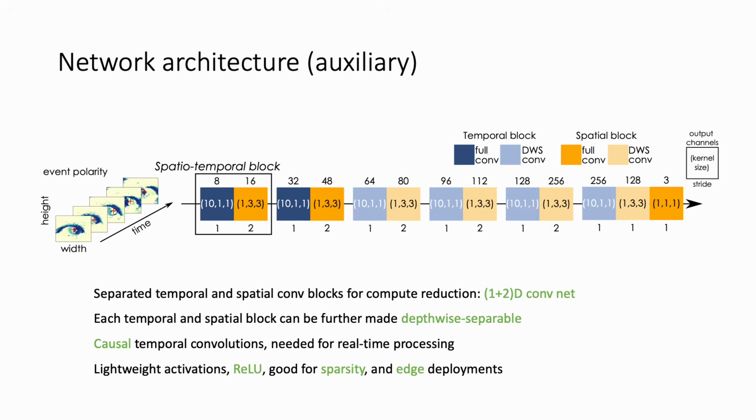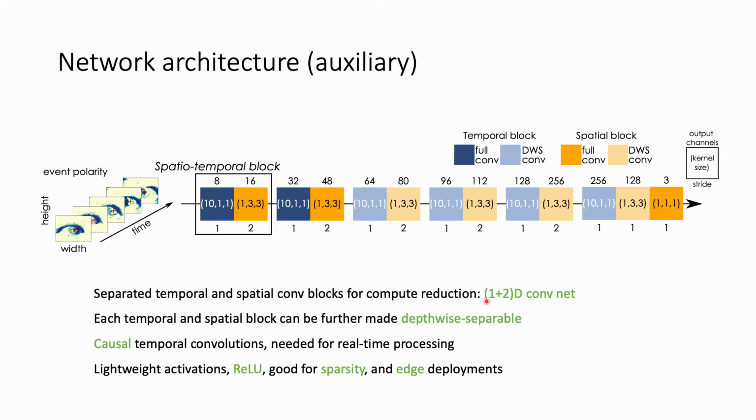from orthogonal polynomials. But there are also auxiliary details of the network that are important in practice, especially for saving computation and memory. The first design choice we made was to separate the temporal convolution blocks and the spatial convolution blocks. So you see here we have this alternating structure where we do temporal convolution first, followed by a spatial convolution, and then temporal convolution followed by another spatial convolution, and so on and so forth.